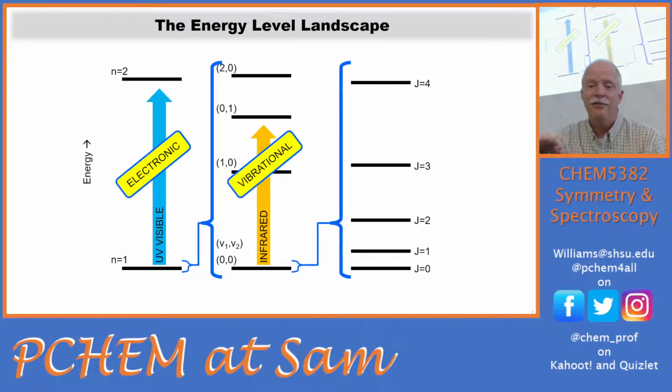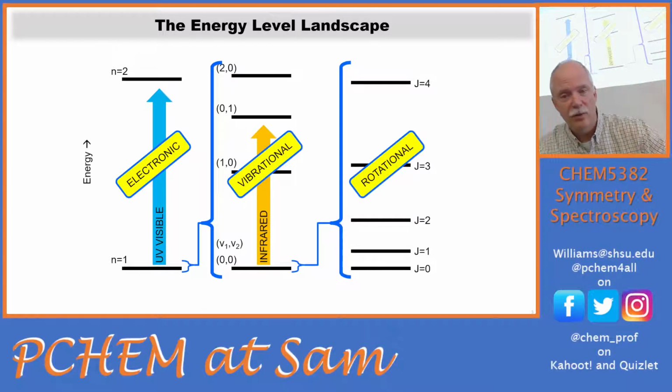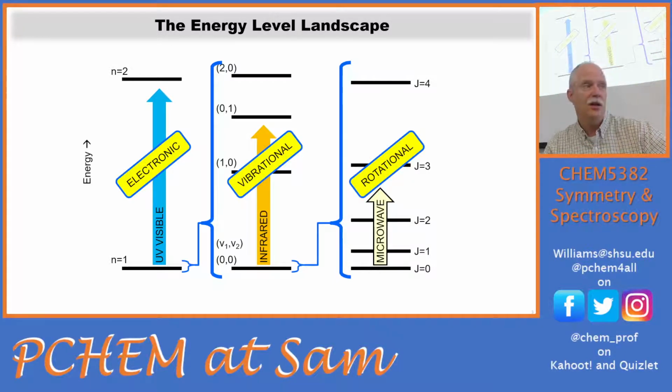And they're invisible in terms of the electronic transitions. So this is an idea of telling you what kind of energy differences we're talking about. And the rotational transitions occur in the microwave. So really low energy photons. In fact, that's why a microwave oven is called a microwave oven.